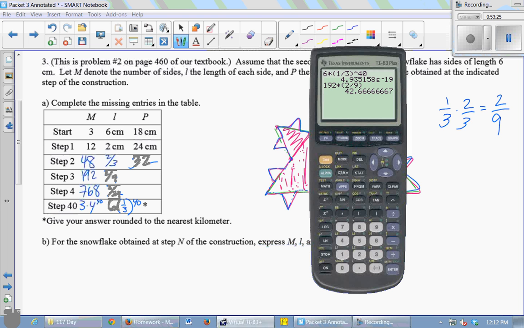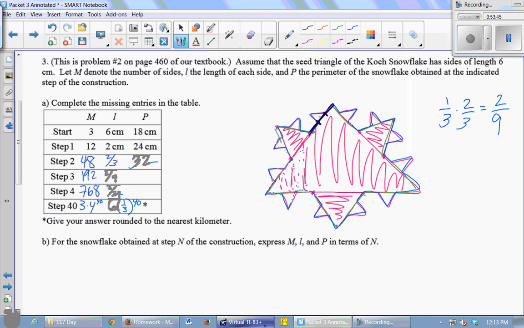The calculator won't? Oh, maybe the numbers are too big or something. Okay, so we'll have to just multiply it by hand then.